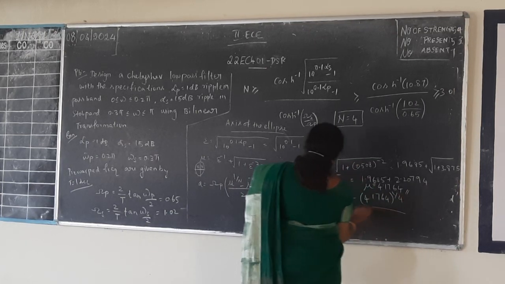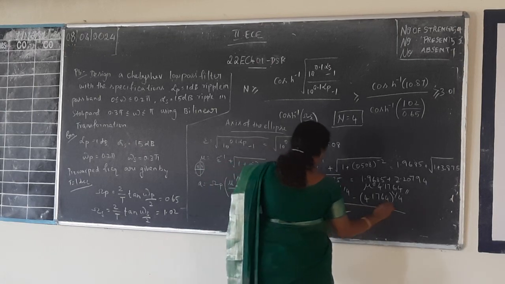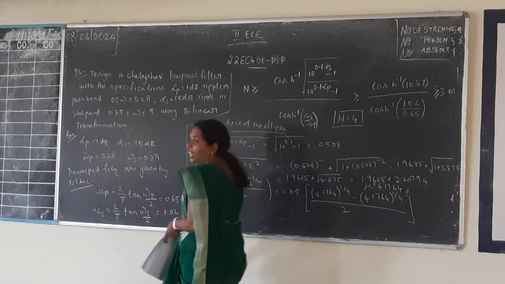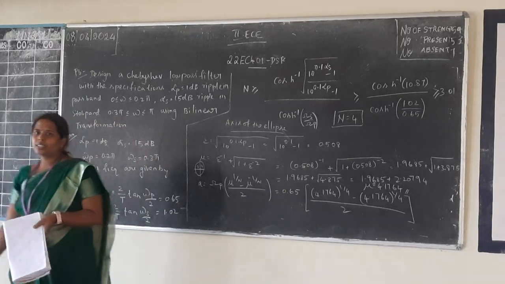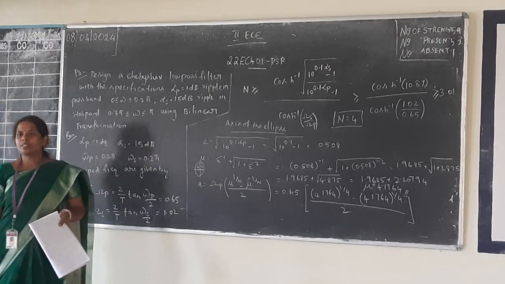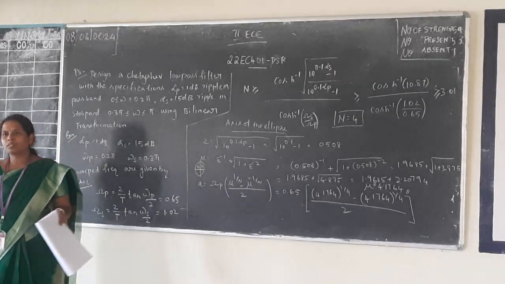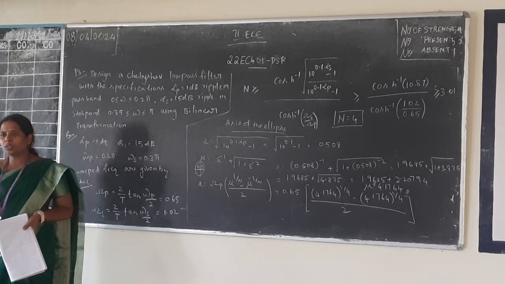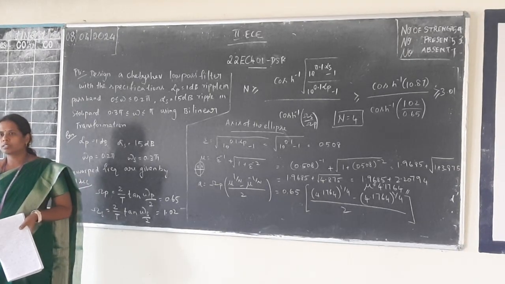I am hearing noise, keep quiet and do. So then we find out B. Do it fast. Kishore, copy whatever is on the board and check the notes. Write down.